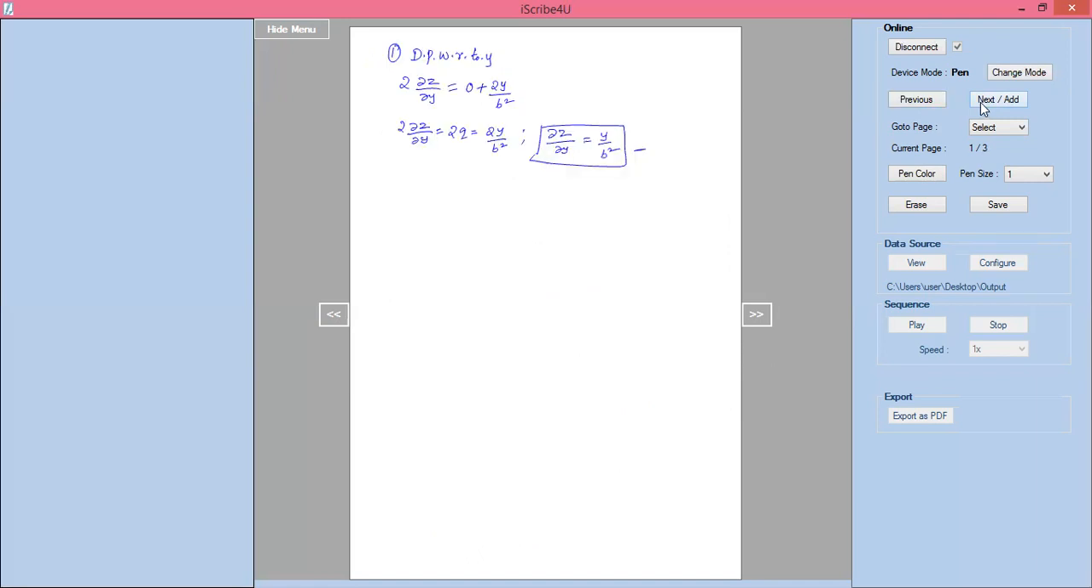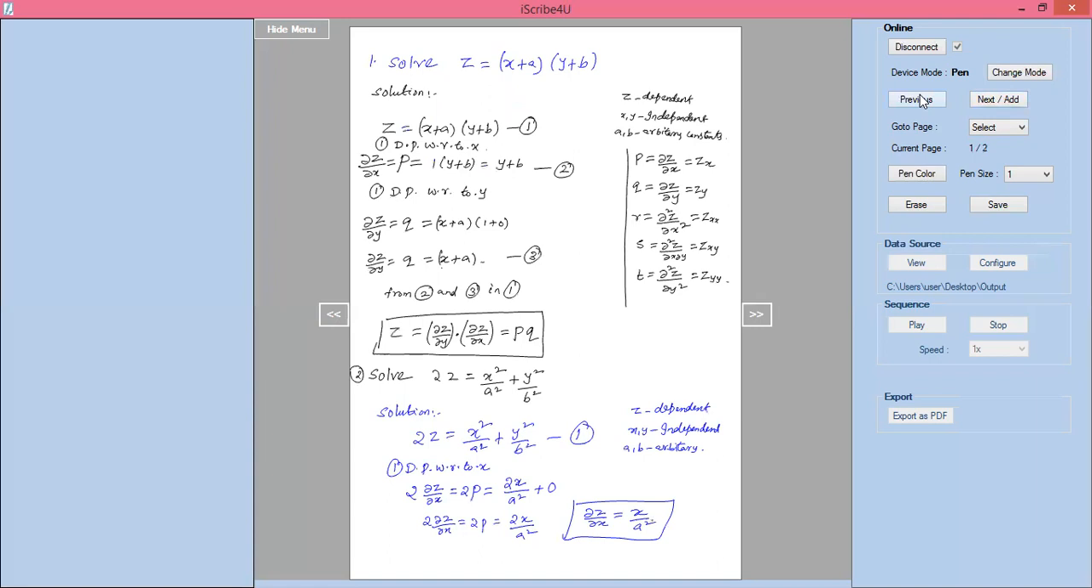∂z/∂y = y/b² is another equation. This is equation number 3, and the previous one we can take as equation number 2. So if you take from equation 1, we have to use equation 1.